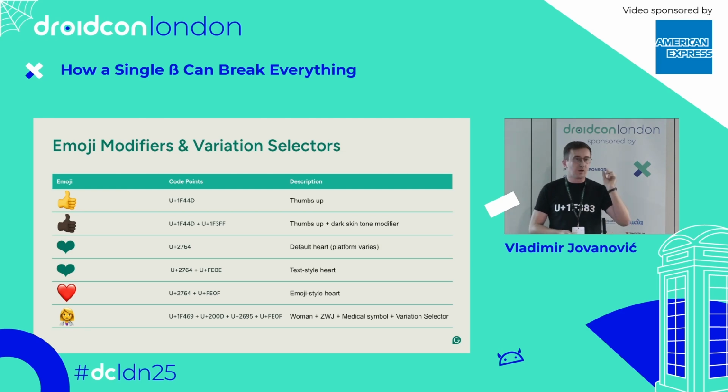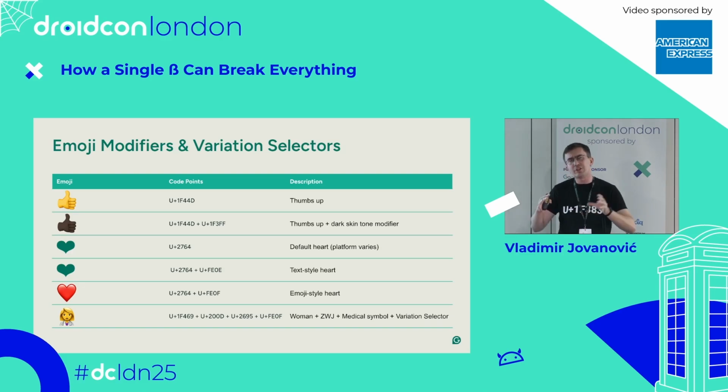Let's take a heart symbol. That's 2764 in Unicode, just a heart symbol. Depending on the platform, it will be shown either as an emoji heart or a text style heart. But we can force text style rendering by adding FE0E, or force emoji style rendering by adding FE0F.